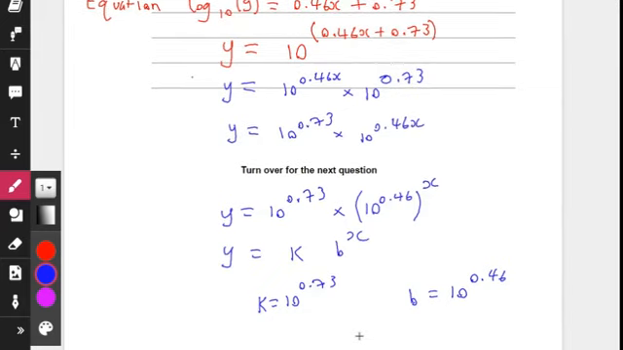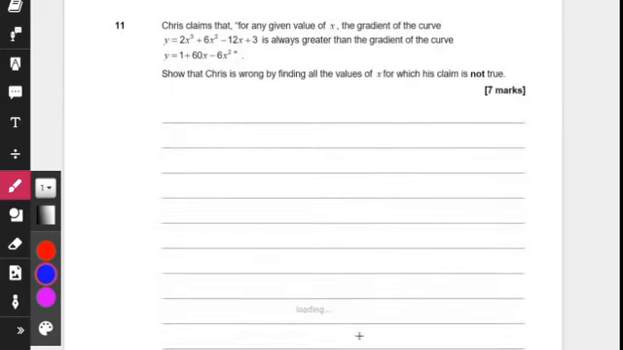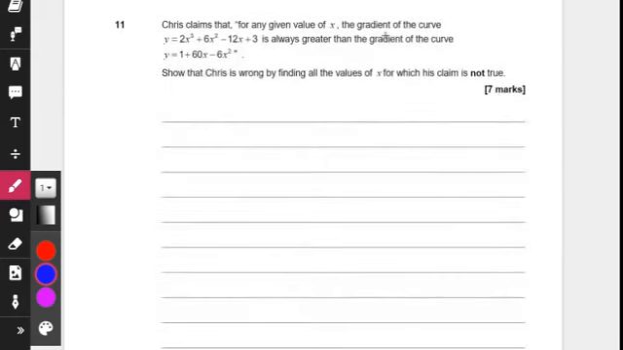Okay, moving on. Chris claims that for any given value of x, the gradient of the curve is always greater than the gradient of the curve y equals 1 plus 6x minus 6x squared. Show that Chris is wrong by finding all of the values of x for which his claim is not true. Okay, so we just go for it. We work out the gradient of both, and then we just determine where it's not true.